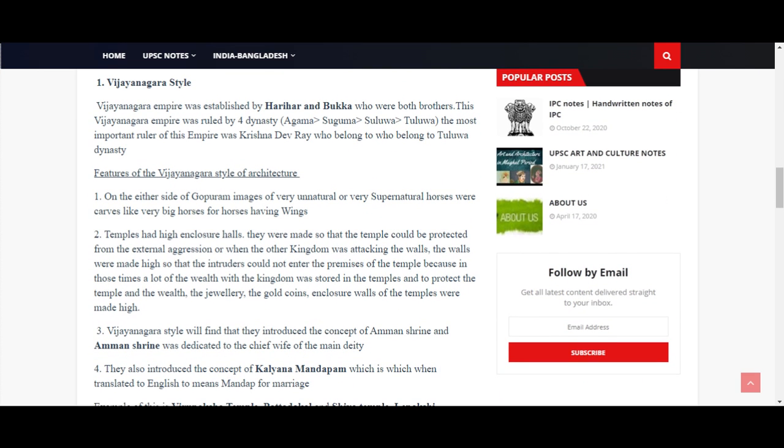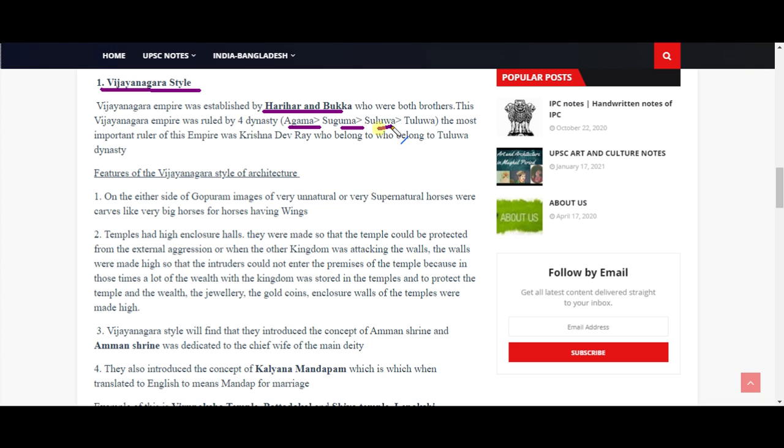As we have already seen that there were many sub-schools present in the Nagara style of architecture, in the Dravid style also we find that there are many sub-schools. So the first sub-school is the Vijayanagara style, and this Vijayanagara empire was established by two brothers Harihar and Bukka, and it was ruled by four dynasties. Which were these dynasties? These were Agama, Suguma, Suluva, Tuluva.